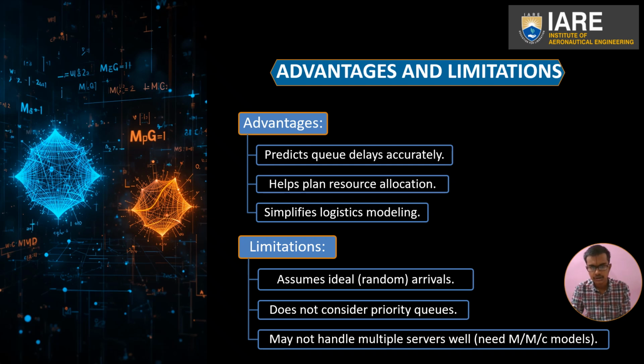Advantages. It predicts queue delays accurately. It helps plan resource allocation. It simplifies logistics modeling. Limitations. It assumes ideal or random arrivals. It doesn't consider priority queues. It may not be able to handle multiple servers well, so we need MMC models for this. Hence, these are the advantages and limitations of the usage of these queues.